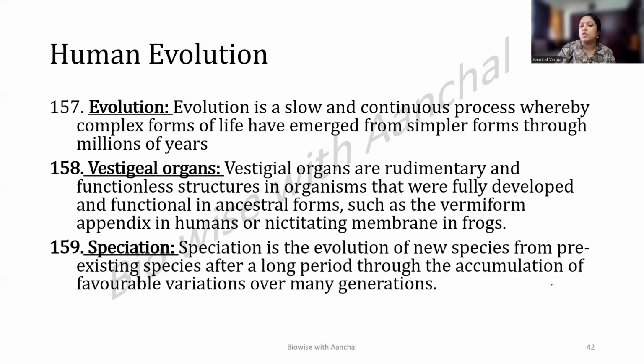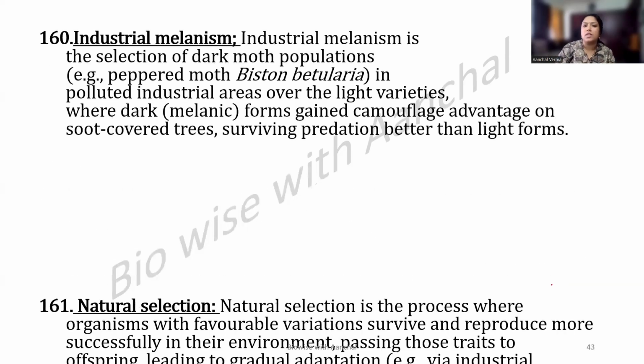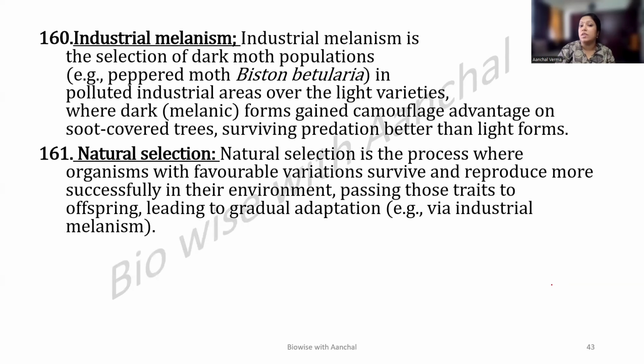Speciation is the evolution of new species from the pre-existing species after a long period of time through the accumulation of favorable variations over many generations. Slowly and steadily, the variations pile up together, give new characteristics, and a new species is formed. Next one is industrial melanism, the selection of dark moth population in polluted industrial areas over the light varieties, where dark forms gained camouflage advantage on soot covered trees, surviving predation better than the light forms.